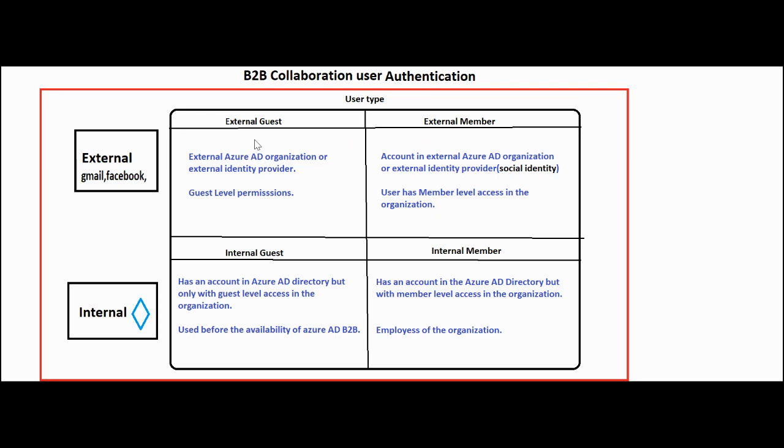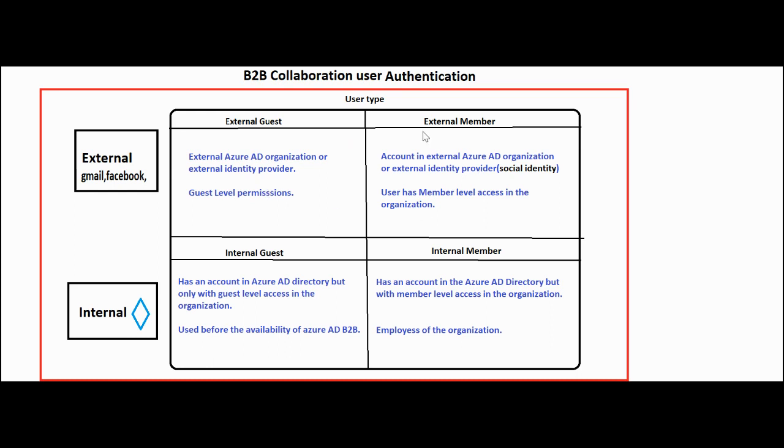So first let's look into the external guest. External guest means the user has an account in an external Azure AD organization or an external identity provider such as a social identity, and the user type is guest. Social identity means Gmail or Facebook identities.